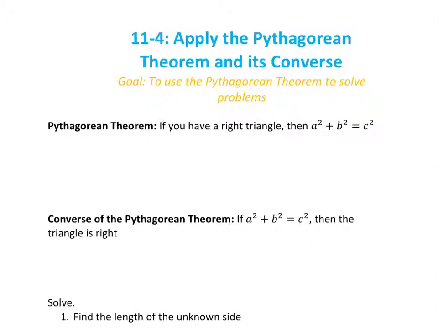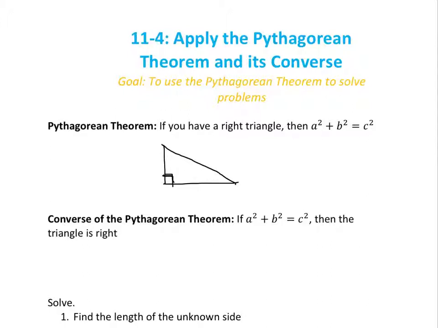You know that the formula for this, the theorem, is that if you have a right triangle, it only works for right triangles, then a squared plus b squared equals c squared. And that a, b, and c refer to the three side lengths of your right triangle. Okay, so you have to have a right triangle, you have to have a right angle, right? That's really important.